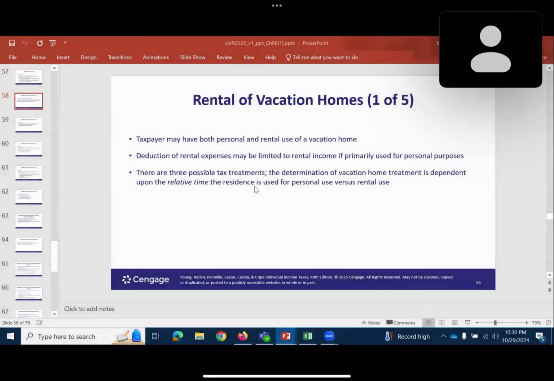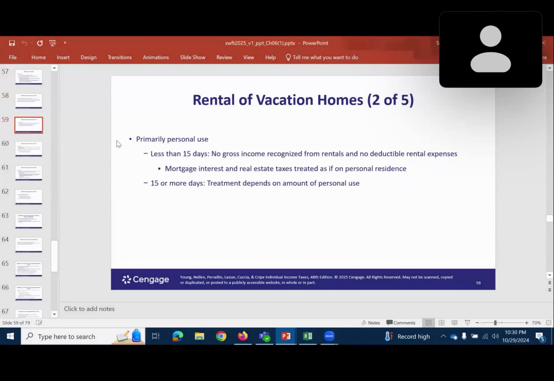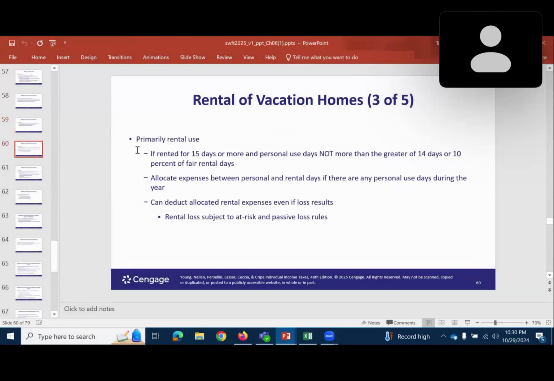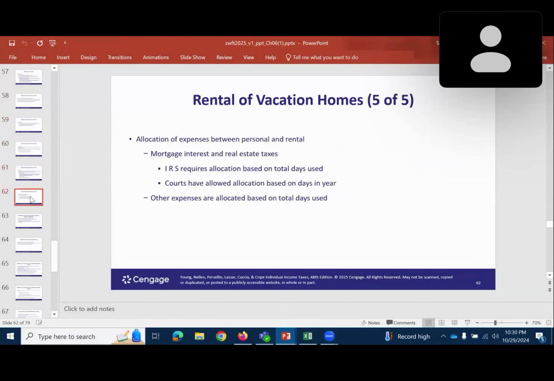But if the vacation home is for business, you're going to figure out the tax treatment. And there are 3 possible tax treatments. The vacation home treatment is dependent upon the relative time the residence is used for personal use versus rental. Primarily personal use is the first slide. Primarily rental use is the second slide and the third slide.